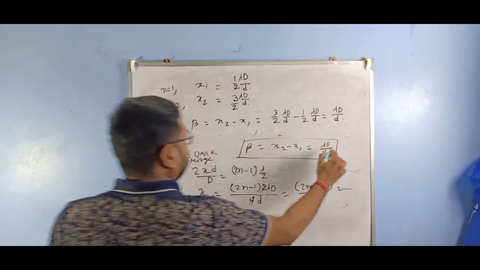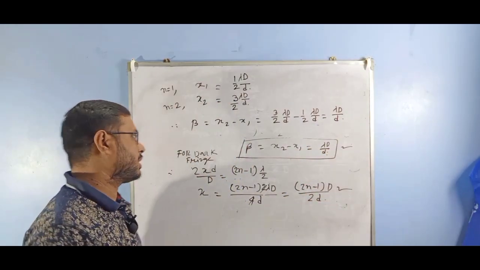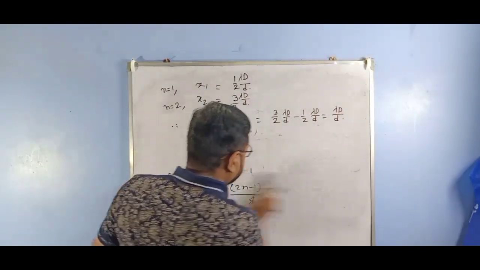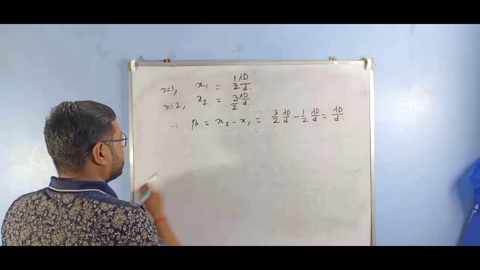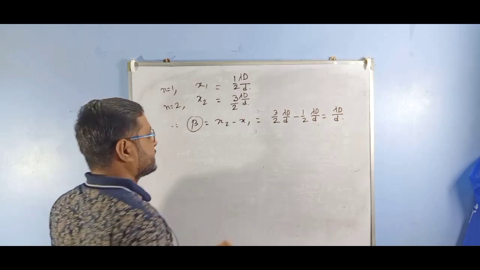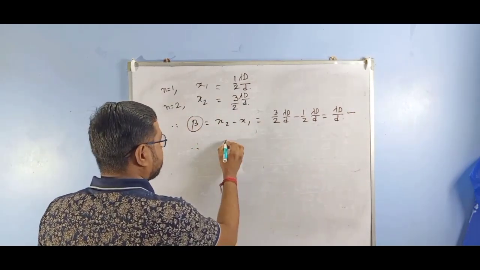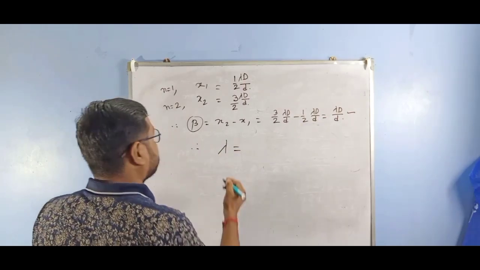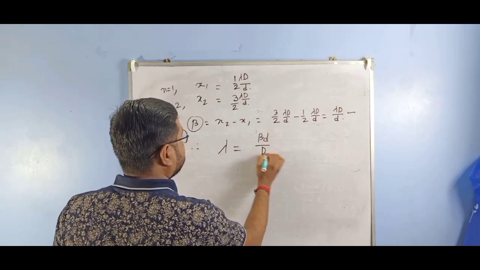The same result as for bright fringe occurs here. So the fringe width beta, the distance between two successive bright bands or two successive dark bands, is equal to lambda D by d. From this we can find the wavelength of the light used, that is lambda is equal to beta d by D.